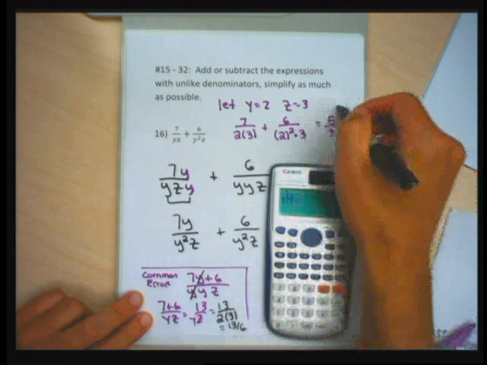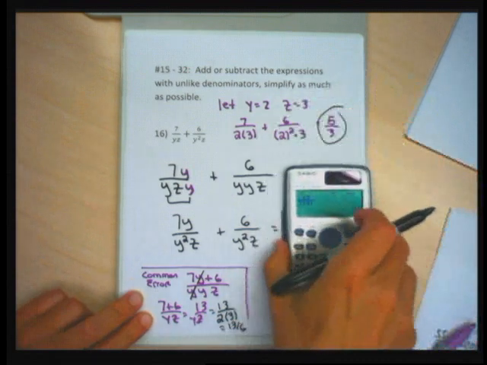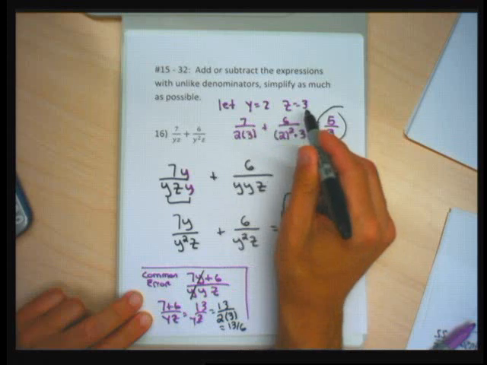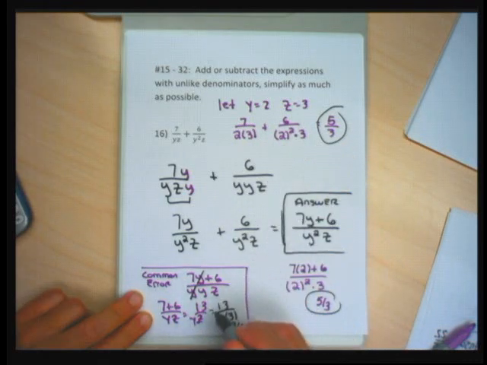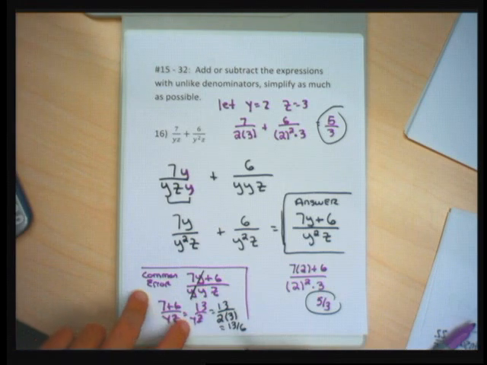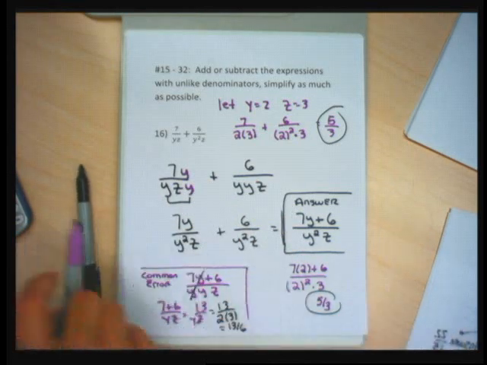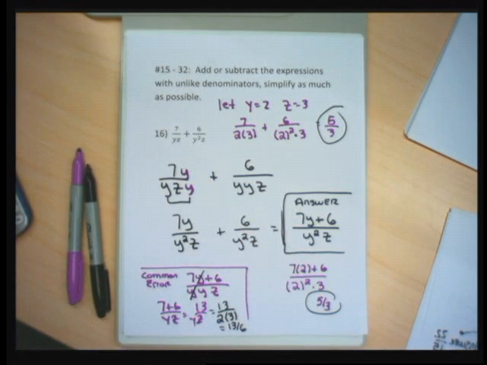13 over 6 is not 5/3, because when I plug 2 and 3 into the original problem and into this mistaken answer, 7 plus 6 over yz, or 13 over yz, I can tell that's not correct. So this is just not a reducible fraction. Most of the problems between 15 and 32, the numerator is not factorable and the fraction isn't simplifiable.